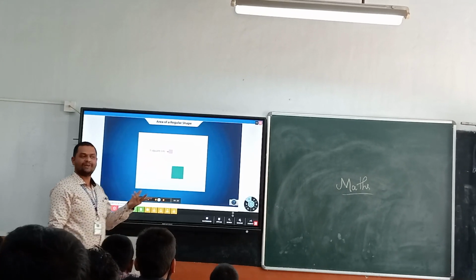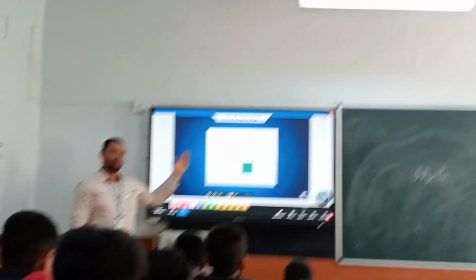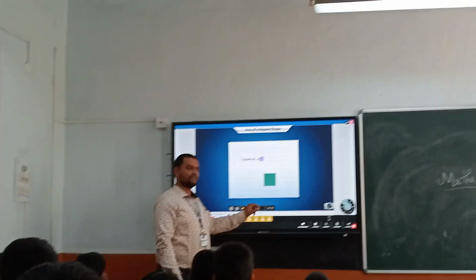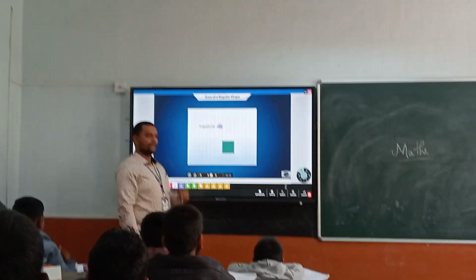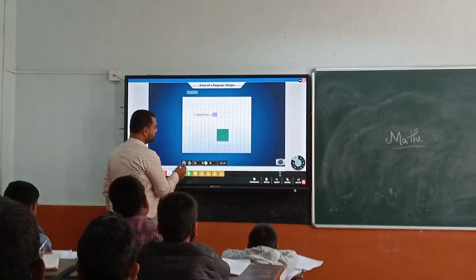For area we are multiplying 2 times. Yes sir? So whatever the measures, we are multiplying 2 times. Centimeter into centimeter, centimeter square, or we can also call it square centimeter. So what is the area of the shape?